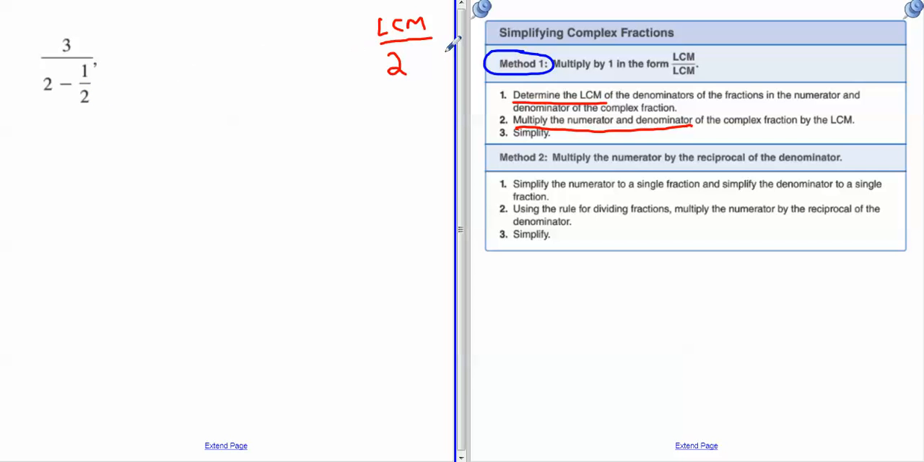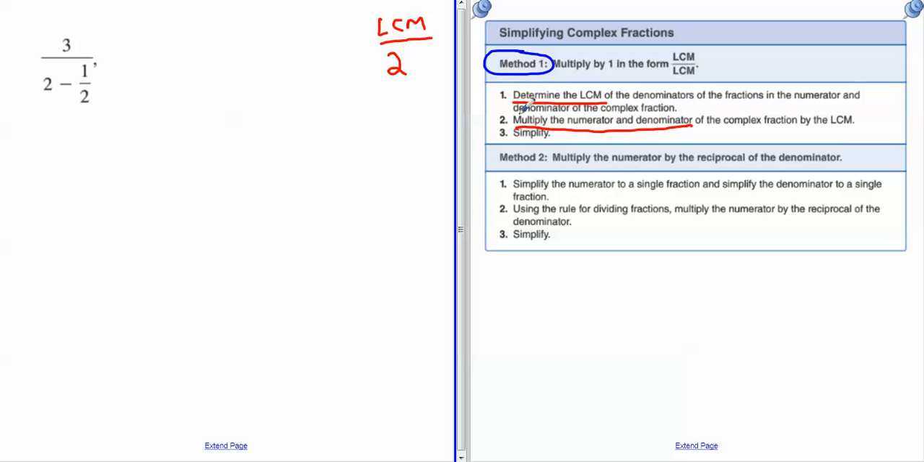So the 2 goes over here as part of our lowest common multiple, and really that's the only common multiple of any fraction that's here. We've only got one fraction. So that's step number 1. Determine the lowest common multiple of the denominators of the fractions in the numerator and denominator. There's no fractions here. There's only one fraction down here in the denominator, and the lowest common denominator of this fraction too is just 2.